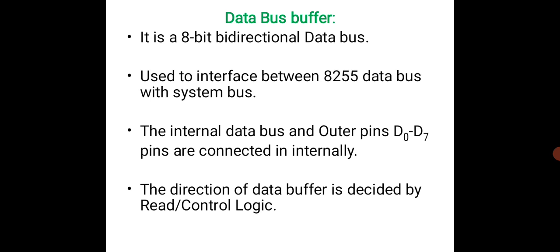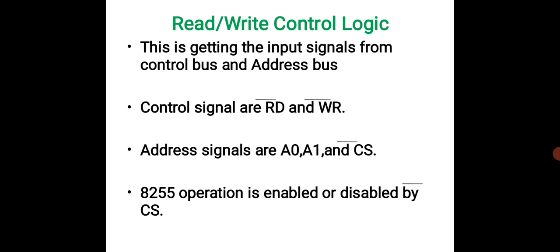The data bus buffer is an 8-bit bidirectional data bus which is used to interface the 8255 data bus with the system bus. The internal data bus and the outer pins D0 to D7 are connected internally. The direction of the data buffer is decided by the read write control logic. The read write control logic gets its input signals from the control bus and address bus. The control signals will be read or write, and the address signals are A0, A1 and chip select.